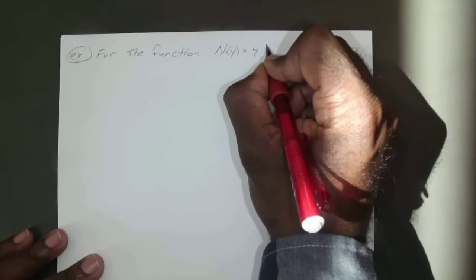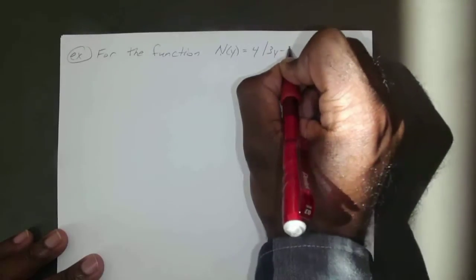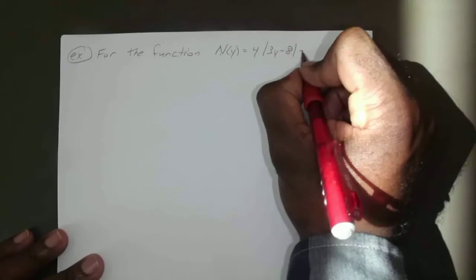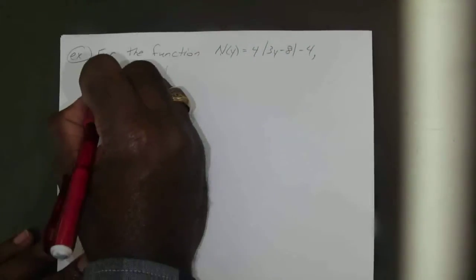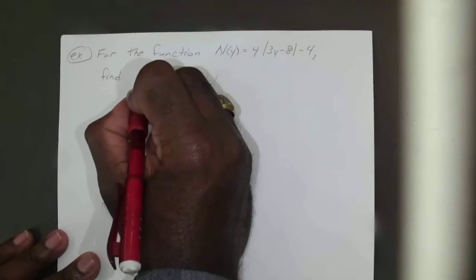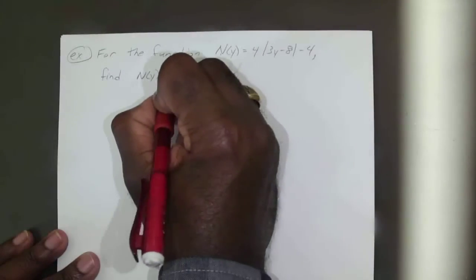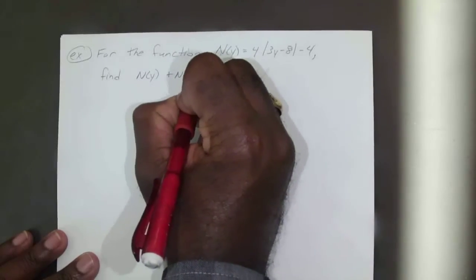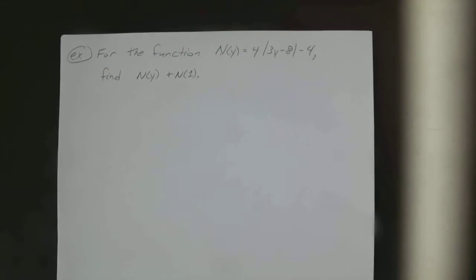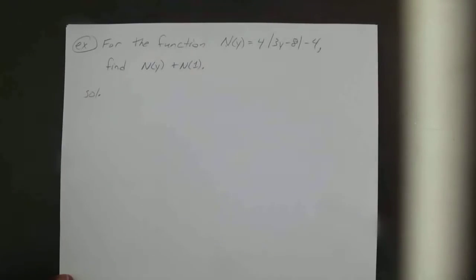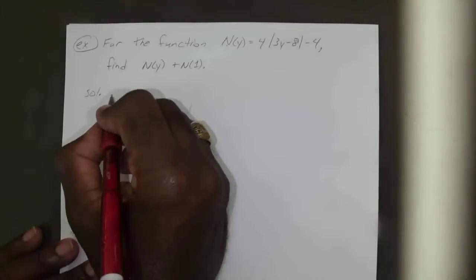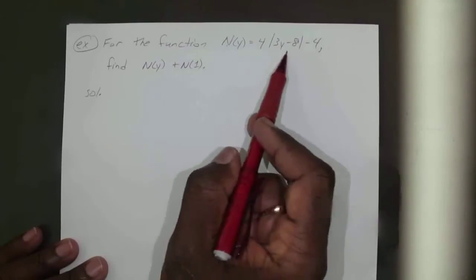So let's say that's 4 times the absolute value of 3y minus 8, minus 4. Let's say they want you to find n of y plus n of 1. All right. Okay. So the first thing you have to do is find n of y and n of 1 and add them together. So you already know n of y because they gave it to us.